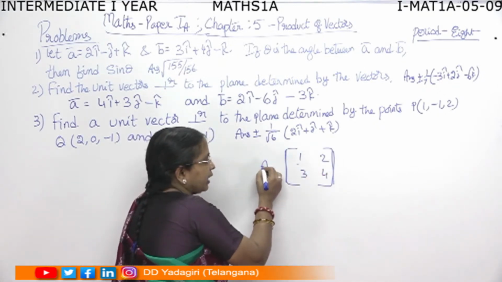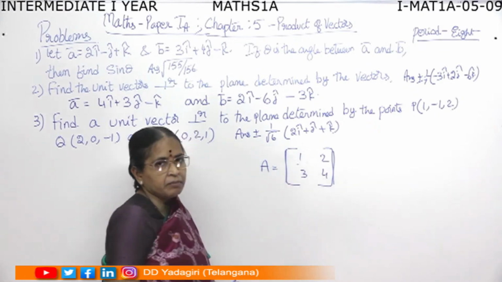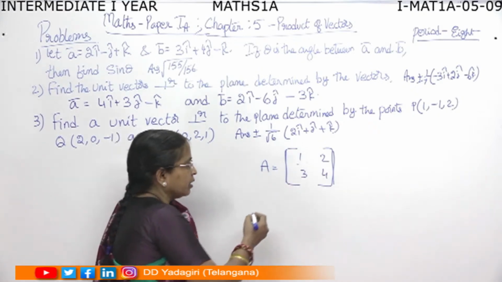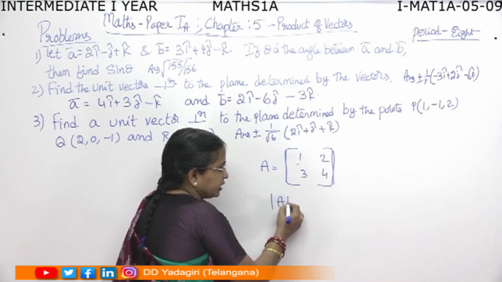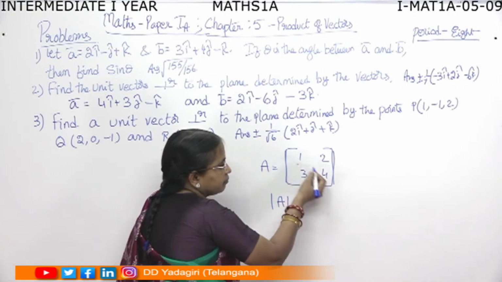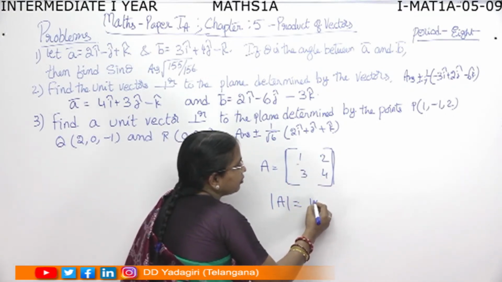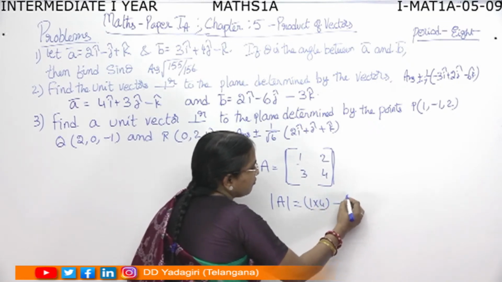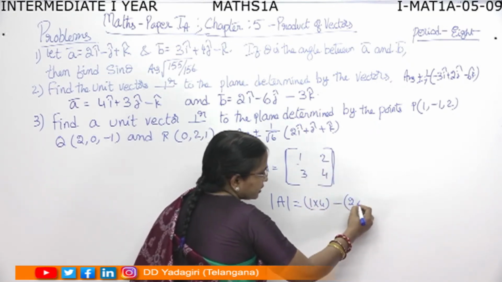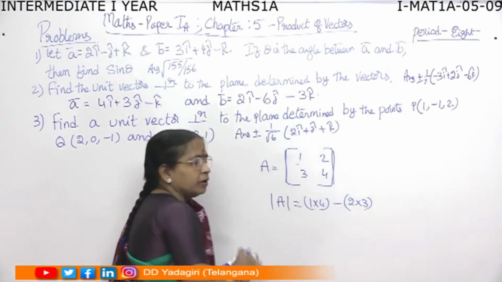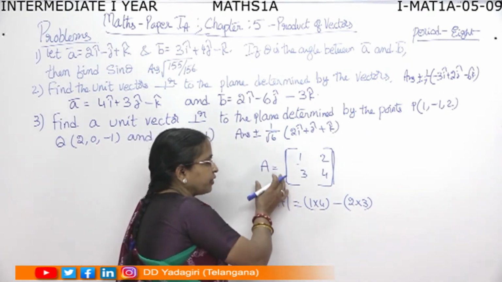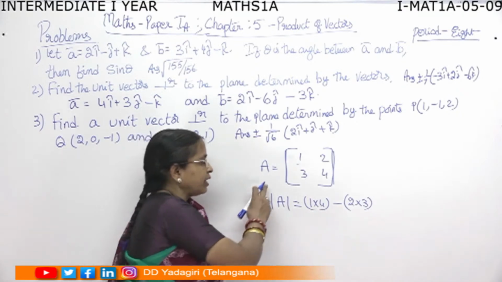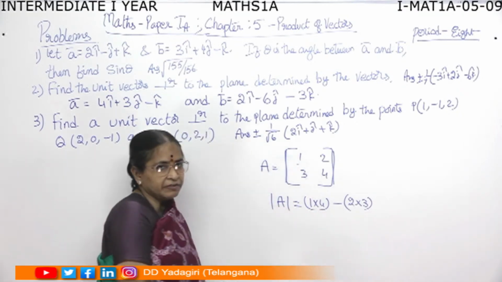We denote it by A. Capital letters A, B, C, X, Y, Z like that. So determinant of A is defined as just multiply 4 into 1, 1 into 4 minus of 2 into 3. So this is the procedure to find the determinant of a square matrix A, or this is actually the definition.